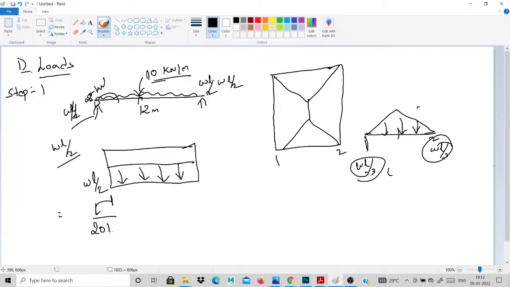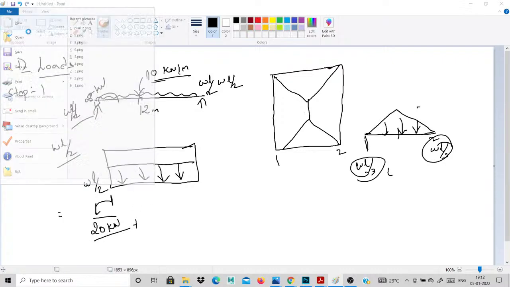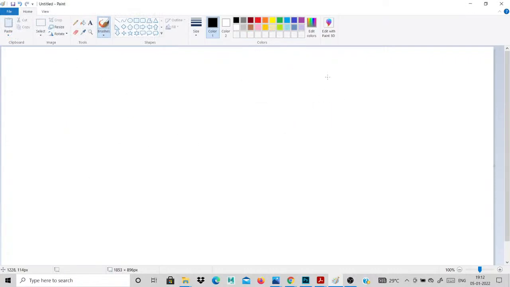Totally my column load is 20 kilonewtons. Then what is the next procedure? How to design the column? What are the considerations to design your columns? The first one is the load. The second one is the moment. This is the main thing.